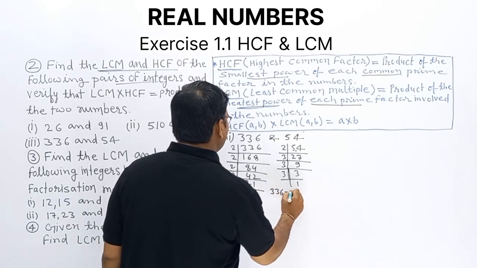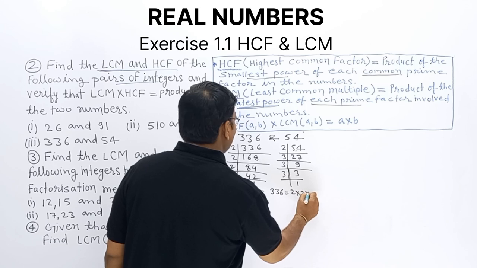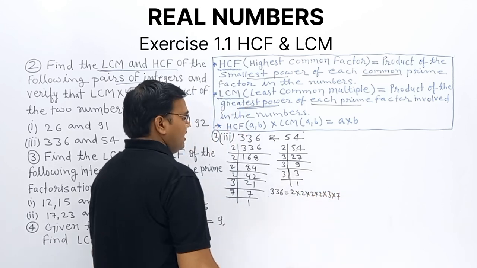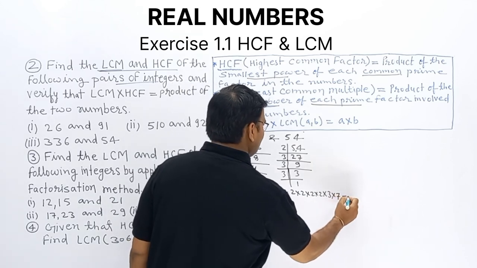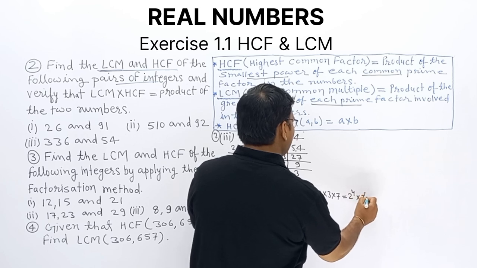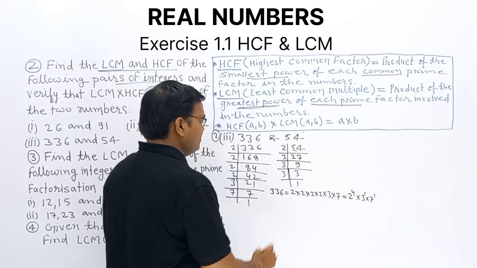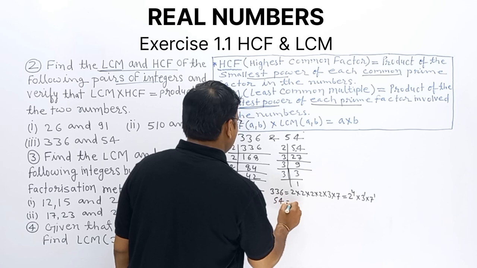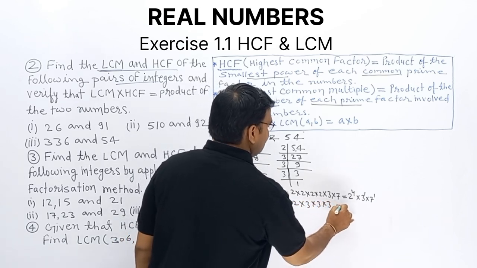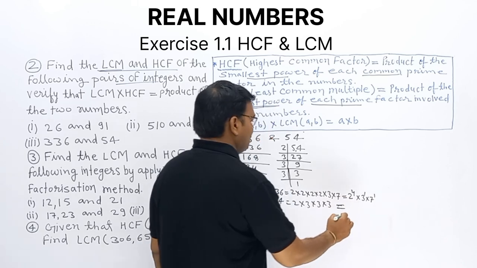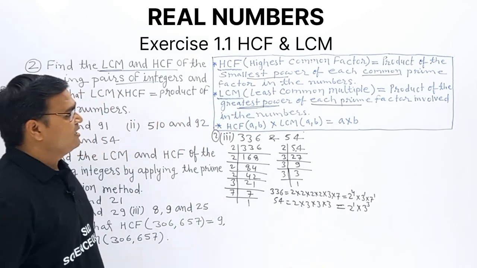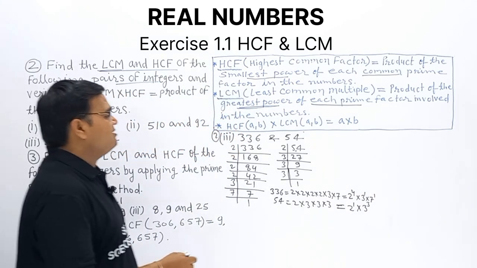336 equal to 2 into 2 into 2 into 2 into 3 into 7, and this one can also be written in the form of power: 2 power 4 into 3 power 1 into 7 power 1. Clear? Now next one, 54. Write factors: 2 into 3 into 3 into 3, and it is written in the form of power: 2 power 1 into 3 power 3. Clear? Now write HCF and LCM.